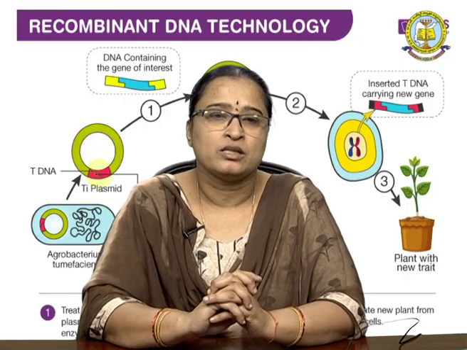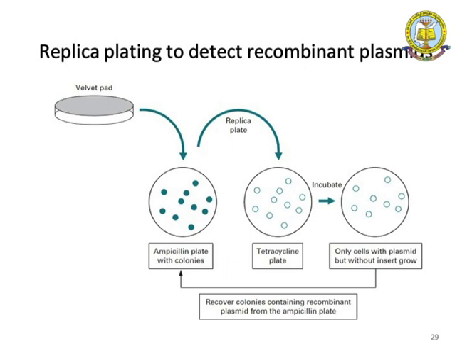Coming to the picture, replica plating to detect recombinant plasmids. Here is the velvet pad, and in this chart, the ampicillin plate with clones. These clones are replicated, transferred from the original plate. After replication, this is the tetracycline plate.